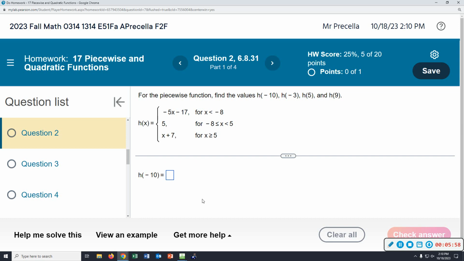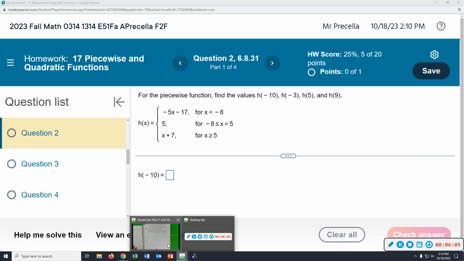Okay. There are 3 different pieces here. Let's switch over to my... Did you want to write what your first thing is? Oh, I guess you're right. Find h of negative 10.